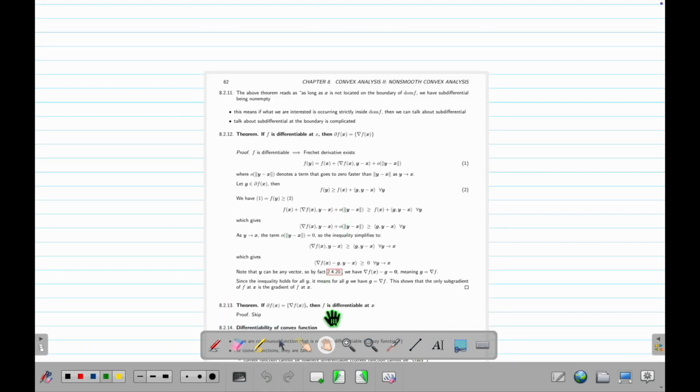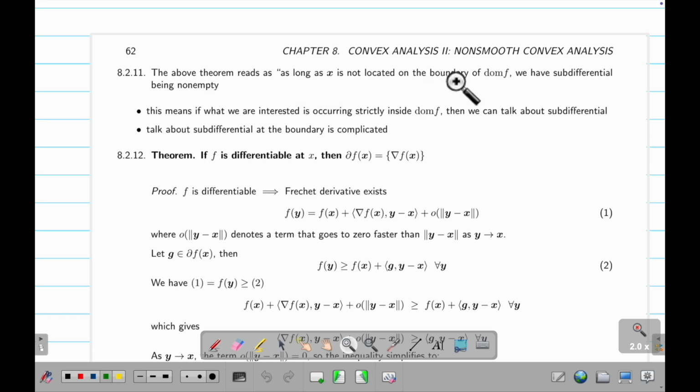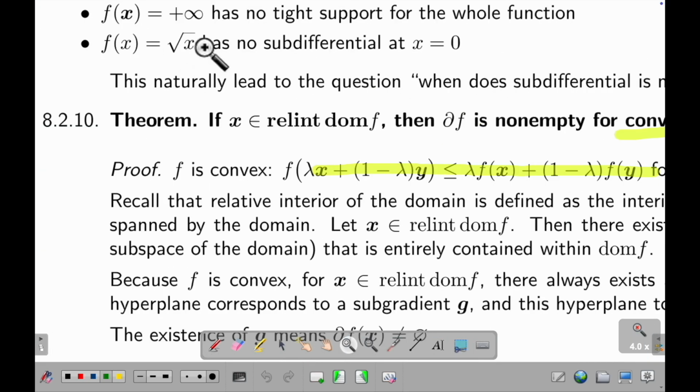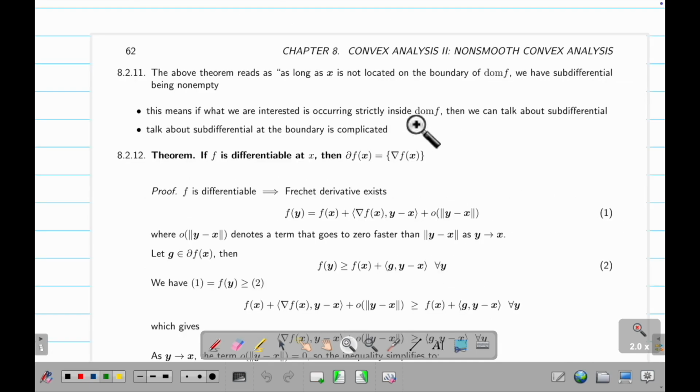Okay, done. In other words, as long as we don't touch the boundary, we are happy. This thing has no subgradient because we are talking about the boundary. If we only care about what is strictly inside dom F, we can now talk about the subdifferential. That means we just talk about everything strictly inside the domain, and we are happy. Talking about the subdifferential at the boundary is complicated, and lots of people do research on the second bullet point.